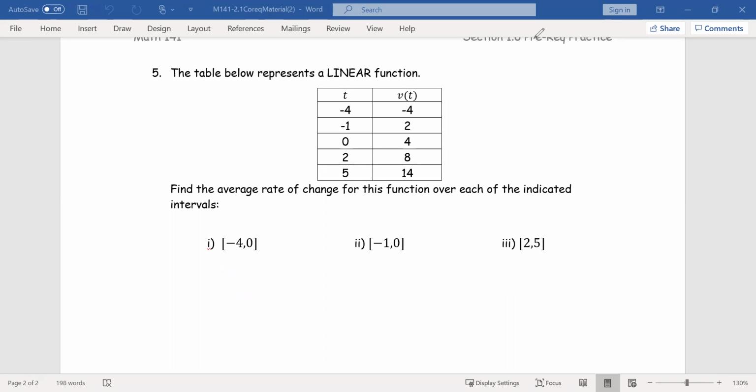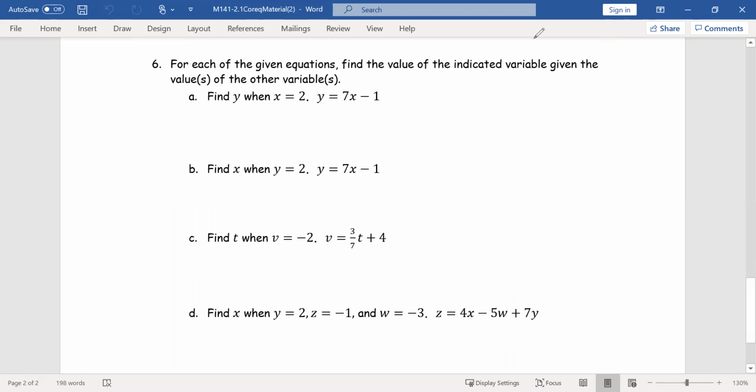All right, last thing is just some more practice with finding values of variables. In this case, we have some equations here where we're given the value of one variable or more, and then we're asked to find the value of another variable. So for example, in the first one, we're told to find y when x equals 2.